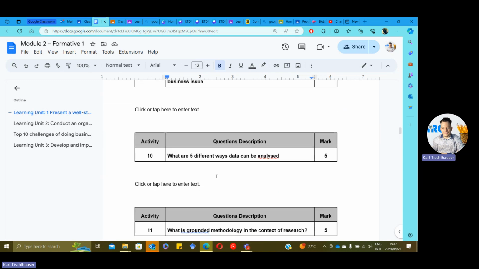Okay, activity 10 says what are the 5 different ways that data can be analyzed. So just literally give me 5 different ways. You don't have to explain them in depth or detail. Just tell me what the ways are.